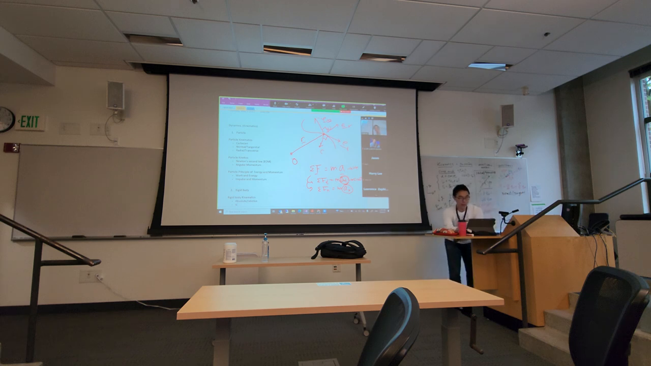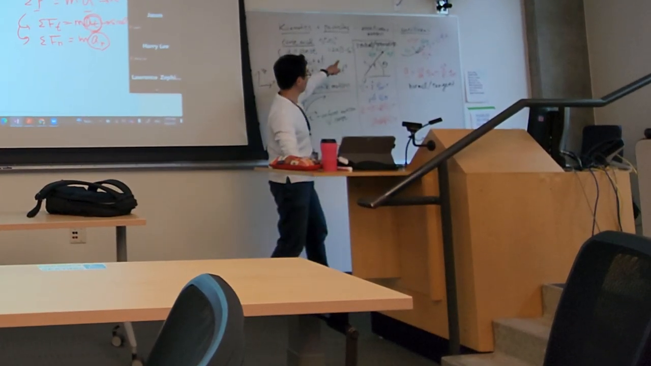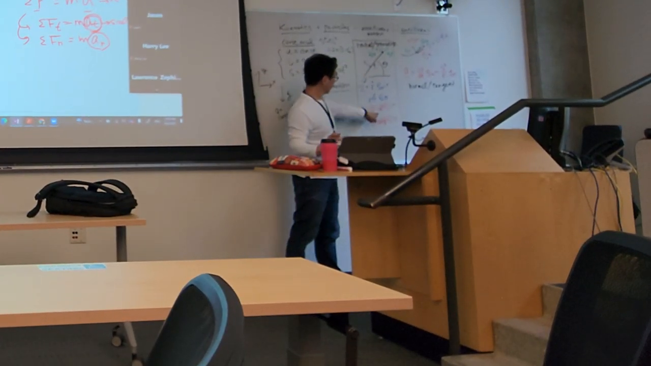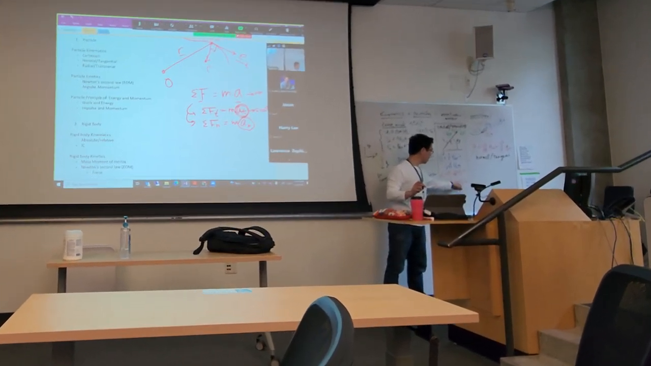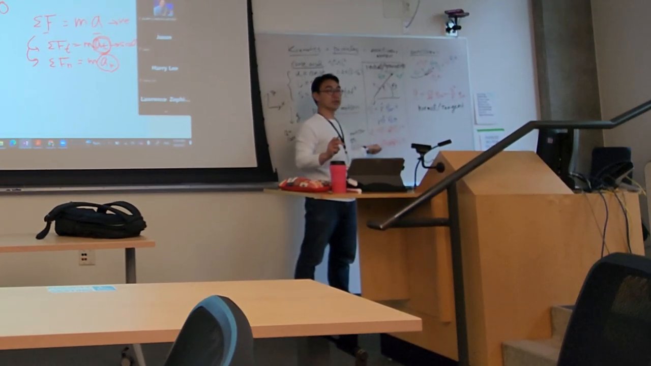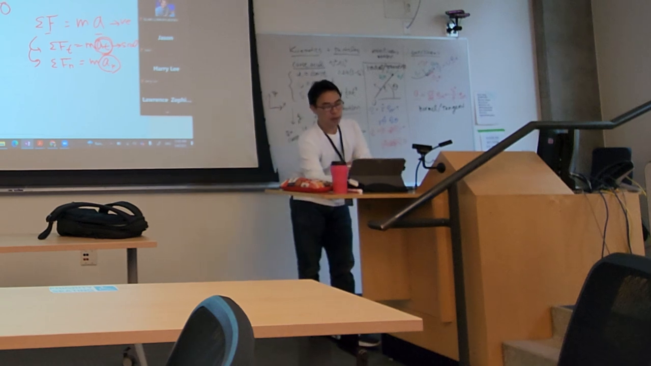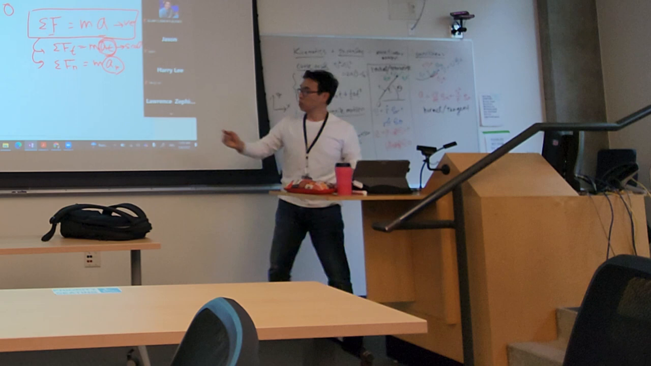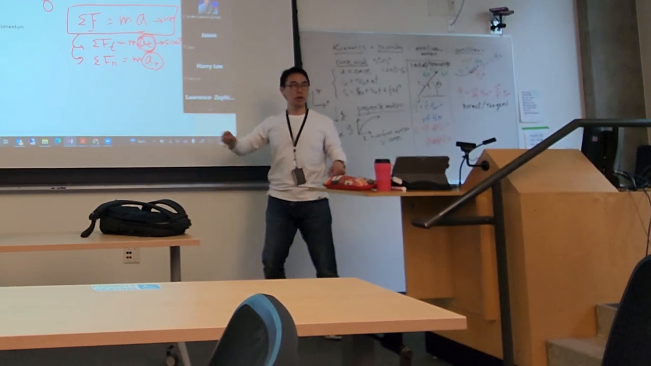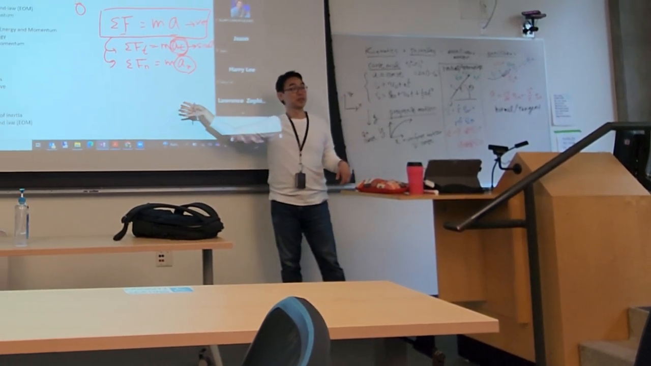If we are using the same approach for the radial and transverse, this is going to be your radial direction acceleration. This is the transverse direction acceleration. So you have to break your vector equation into components, either tangential and normal or radial and transverse. Good?